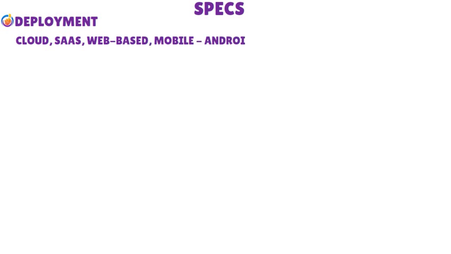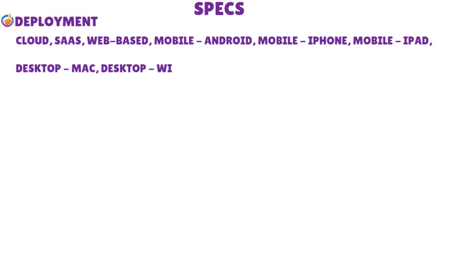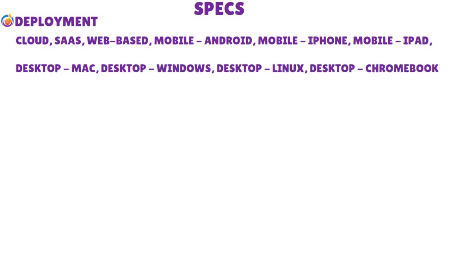Okay, in terms of deployment here, you have cloud, SaaS, web-based, not a problem. You have mobile Android, mobile iPhone, mobile iPad. For desktop, you have Mac, Windows, and Linux. And for desktop, you also have Chromebook. So that's totally possible. There's no need for on-premise deployment. So think of Kapwing as a SaaS model. Everything is happening online, and that's it.